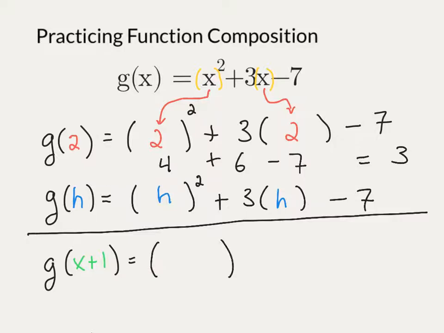So I set up my roadmap: my input squared plus 3 times my input minus 7. Now, I have an x plus 1 in those parentheses, so I have an x plus 1 here, that's my input squared, plus 3 times x plus 1 here, that's my input, and then we're good to go. So g of x plus 1 is equal to x plus 1 squared plus 3 times x plus 1 minus 7.